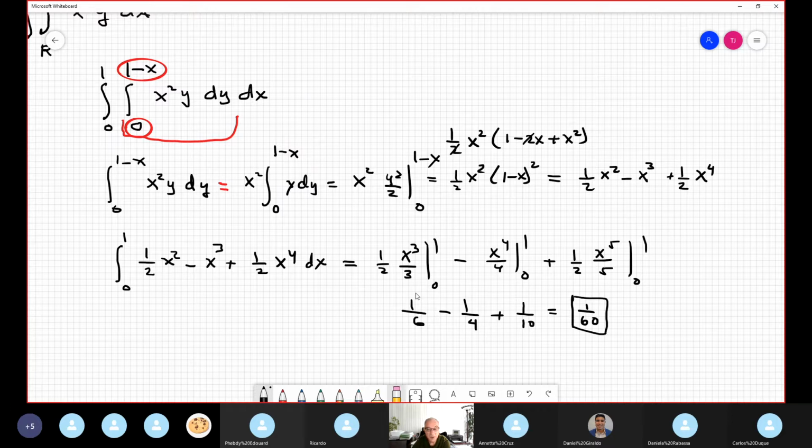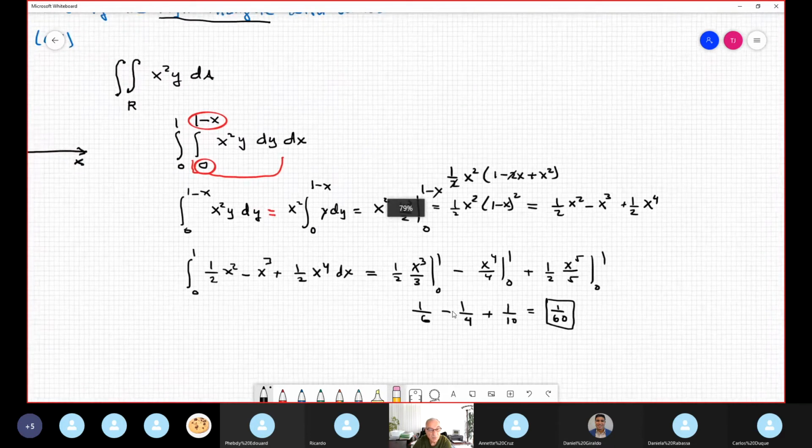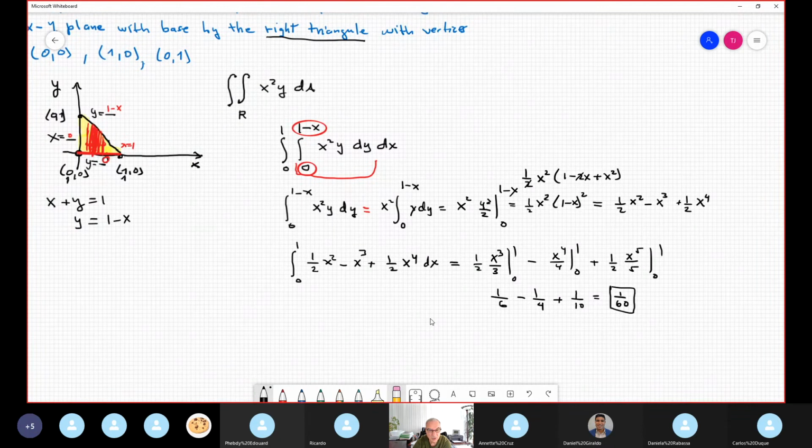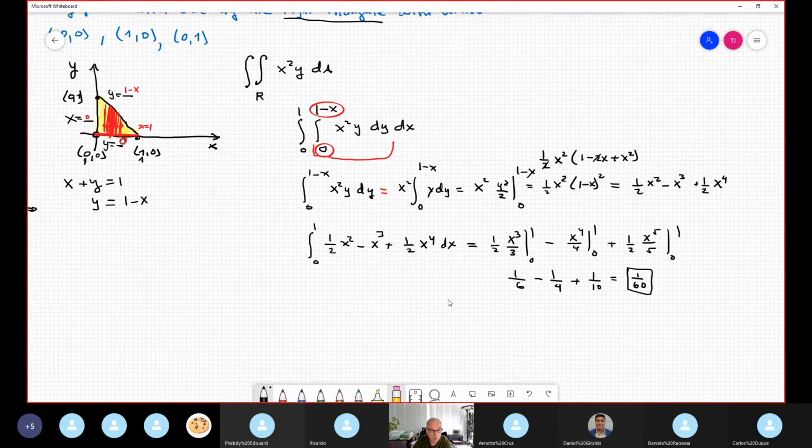Okay, this is the first double integral that we are doing in one general region, not necessarily rectangular, in which the limit is a variable. Okay. But wait.